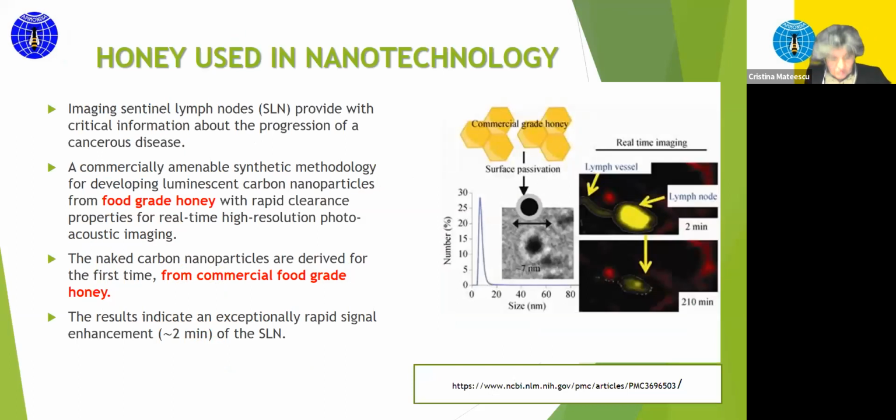Well, honey can be used also for diagnosis using a special technology, the nanotechnology. And it is mostly important for the diagnosis of cancerous disease and the progression of the disease, because we know that imaging sentinel lymph nodes provides the best information about this progression. What is very interesting is that a synthetic methodology has been created to develop luminescent carbon nanoparticles from food-grade honey, so normal honey, which offer a rapid clearance and a high real-time, high-resolution photoacoustic imaging. This is a good hope for the future to have a faster diagnosis of the disease.